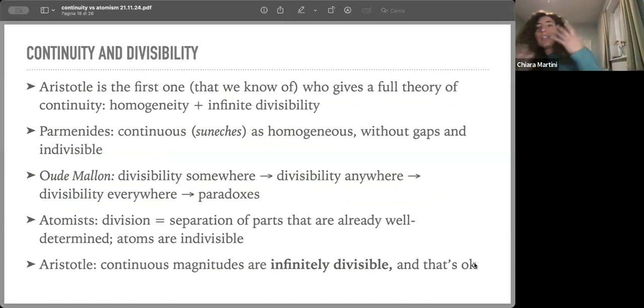So in trying to keep all these pieces together, Aristotle does something that is incredibly sophisticated, and he comes up with the first theory of continuity. As we saw already, he is not the first one to talk about continuity at all. Parmenides spoke about continuity, the atomists speak about continuity, but they simply say what is continuous is homogeneous and indivisible. Aristotle flips this, and says that what is continuous is actually infinitely divisible, as long as we understand infinite divisibility in the right way.